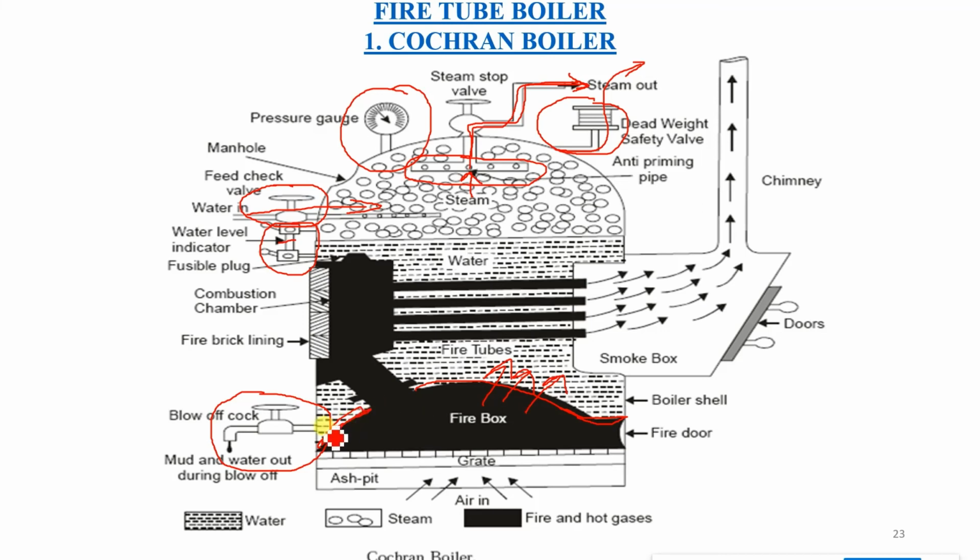Therefore, after 5 to 6 hours, when the boiler is in the working condition, this valve is opened. It is just like a tap. High pressure steam pushes the water and the water comes out with the impurities, and the concentration of impurity or salt decreases in the boiler.